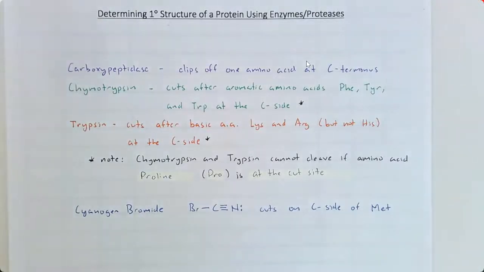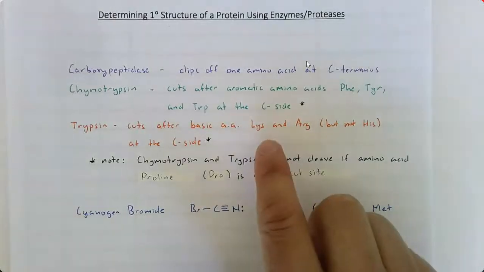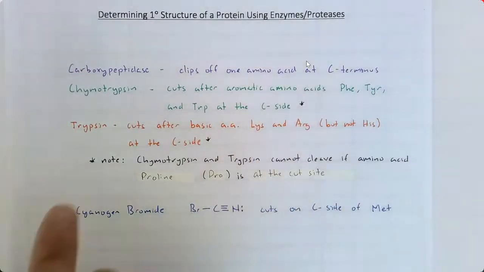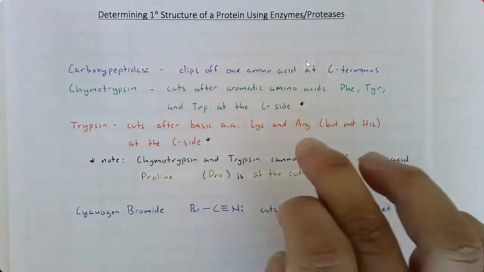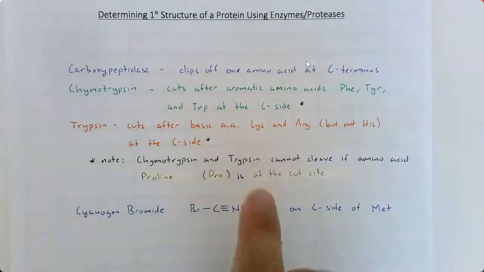Trypsin cuts after basic amino acids, lysine and arginine, but not histidine. It won't cut after histidine, and it also cuts at the C side of each of those two amino acids. Now, there is a note for these two enzymes. Chymotrypsin and trypsin cannot cut if the amino acid proline is at the cut site. So if we have, for instance, lysine, then proline, trypsin will not be able to cut between lysine and proline. But if it was lysine and valine, then it will cut in between lysine and valine.